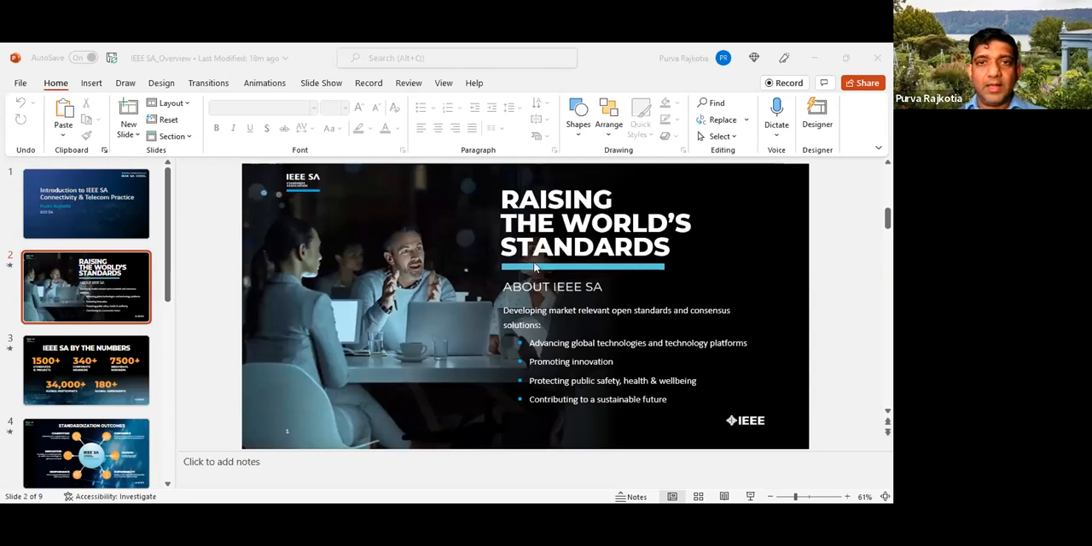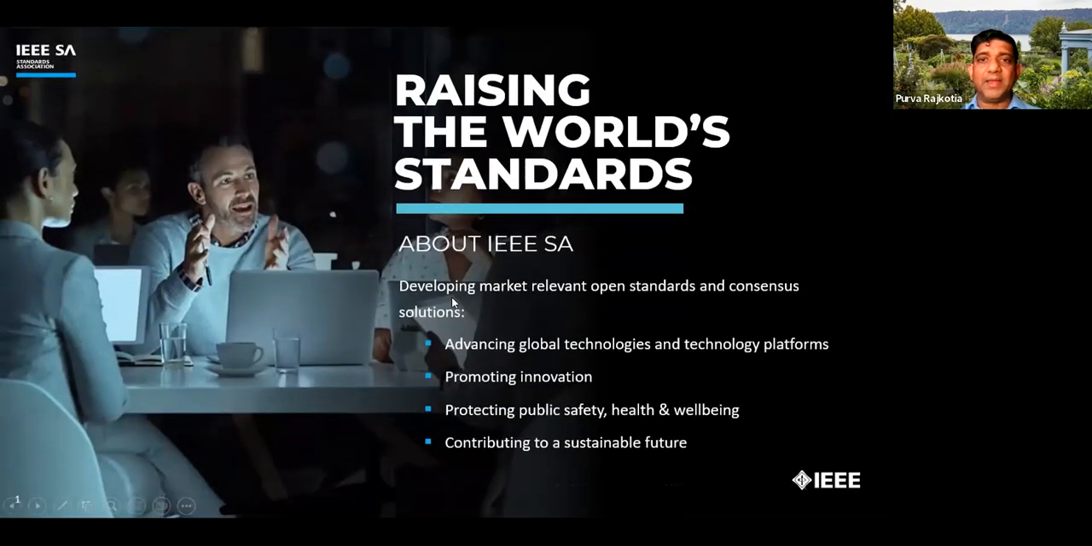With that being said, I just wanted to give you a quick update on what IEEE SA basically is. SA is the IEEE Standards Association. The goal for the IEEE SA is to develop market-relevant open standards and solutions. And the way the group is going to do that is by advancing global technologies and technology platforms. Also, the idea behind it is to promote innovation, to contribute to a sustainable future, as well as to protect the public safety, health, and well-being.